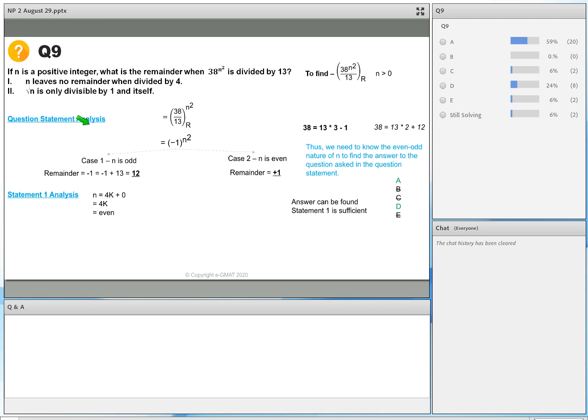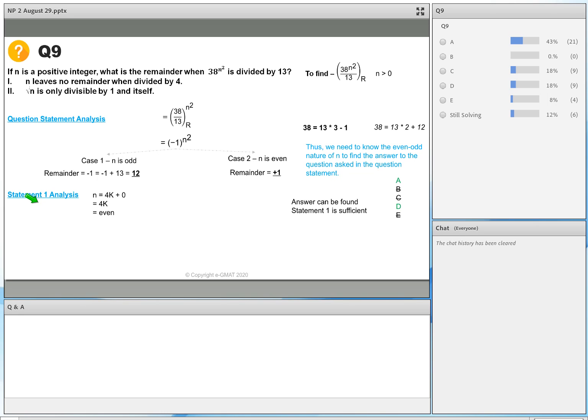Look at statement 1 now. N leaves no remainder when divided by 4. So that means n is a multiple of 4, no? That means n is even. If it is even, you're definitely into case 2. You have a definite answer, your remainder is 1, and that is what you were looking for, the remainder. Statement 1 is sufficient. Anyway, then B, C, E, these choices are out.